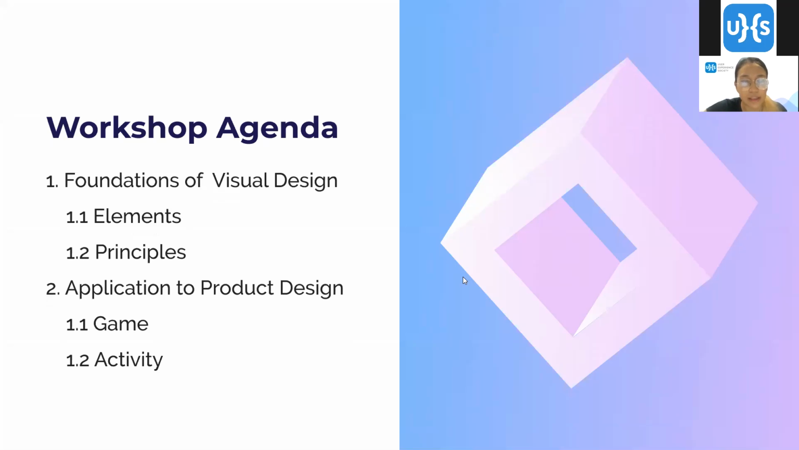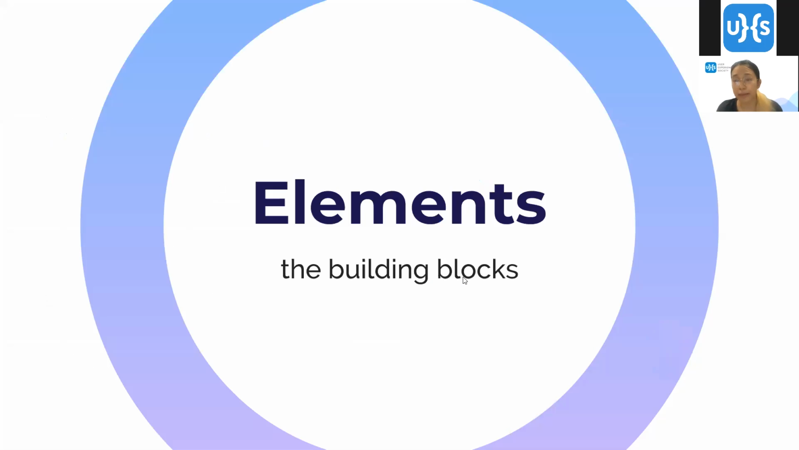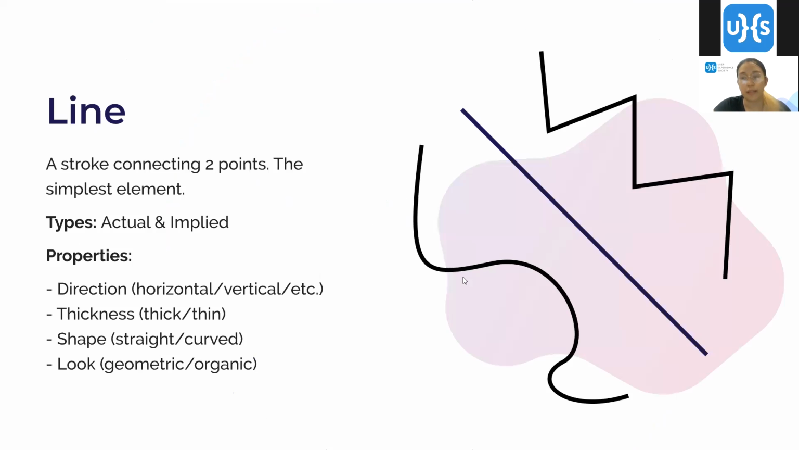All right, so let's first start with the elements. So these are basically the building blocks of visual design. These are what you play around with. Without these elements, you really won't have anything to build or make. So the first element is the most basic. This is the line. It can basically be defined as a stroke connecting two points.